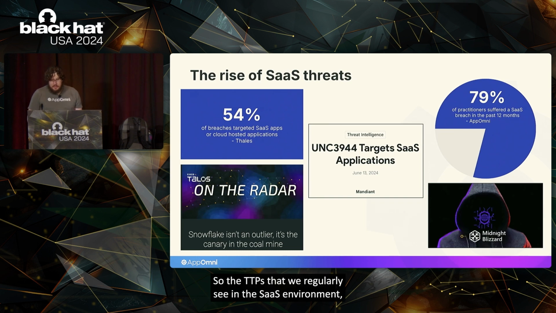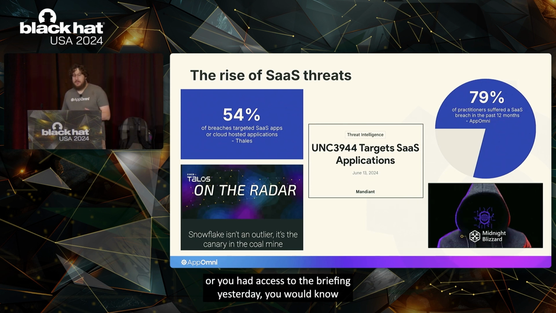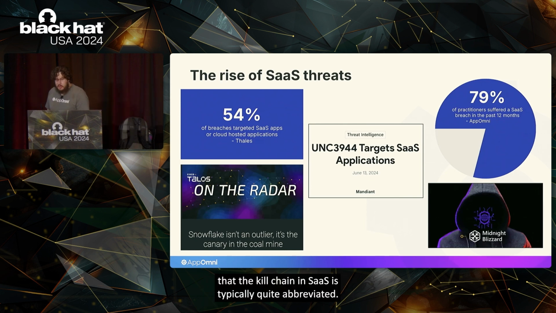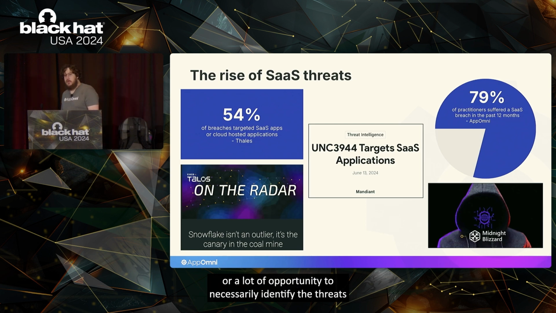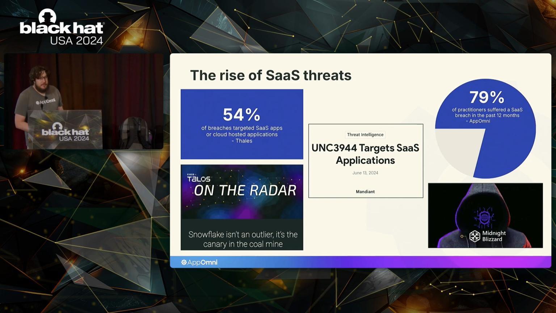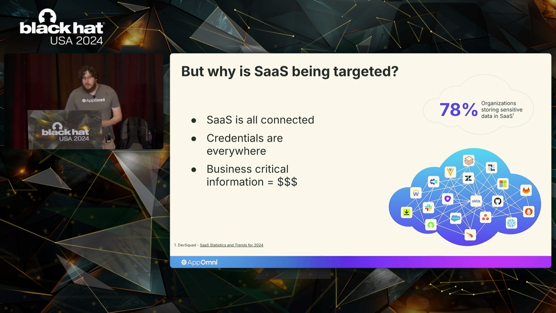So the TTPs that we regularly see in the SaaS environment, and if you went to our briefing yesterday or had access to the briefing yesterday, you would know that the kill chain in SaaS is typically quite abbreviated, meaning we don't have a lot of time or a lot of opportunities to necessarily identify the threats that are coming after SaaS. But why target SaaS as a threat actor?